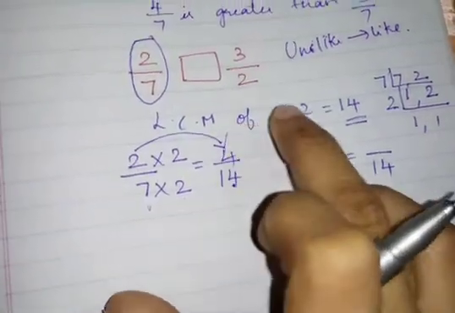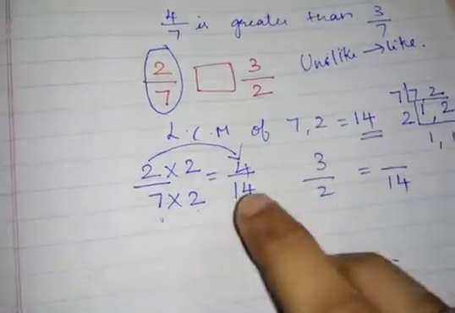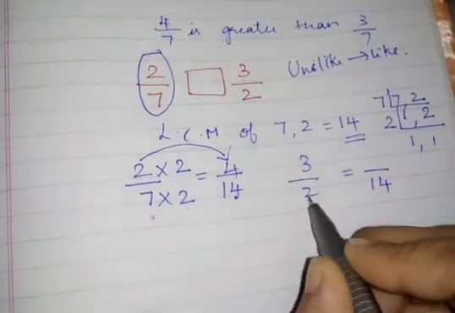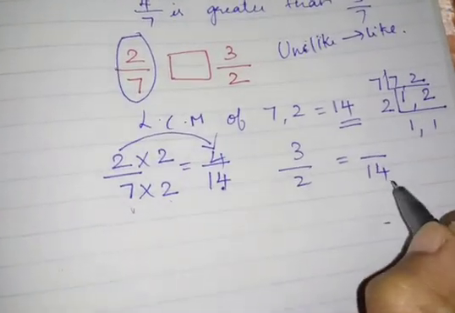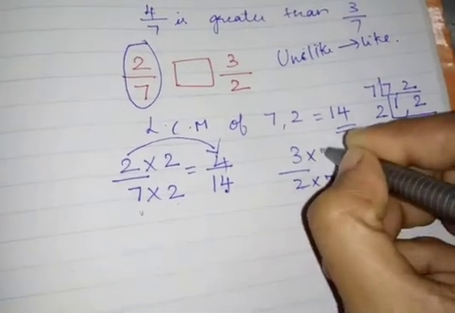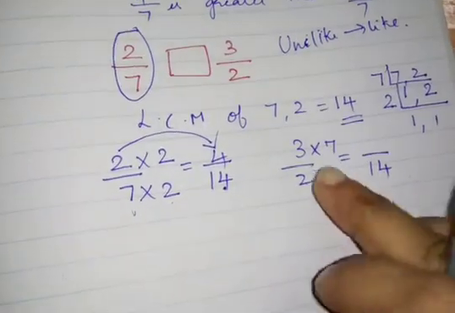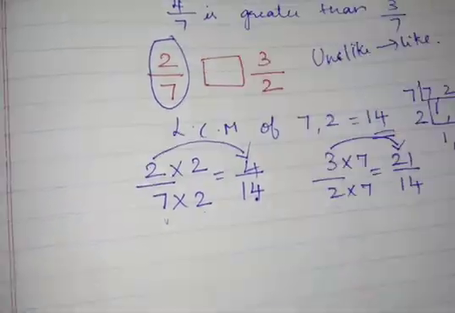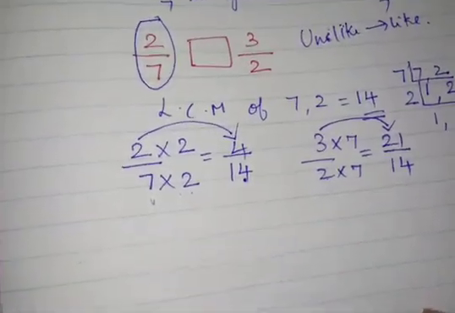So the LCM value of 7 and 2 is 14. So 14 should be our denominator. So 2 should make 14. Okay, then what will you do? 2 sevens are 14, so automatically you should do the same in the numerator also. 3 sevens are 21. So 3 by 2 has become 21 by 14.